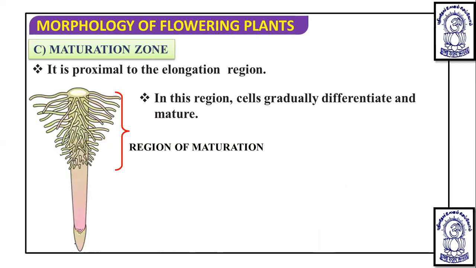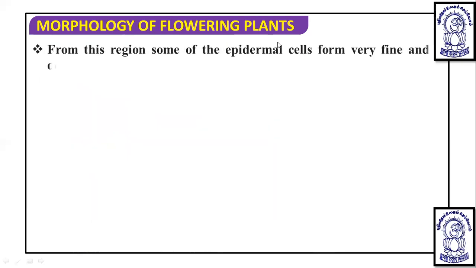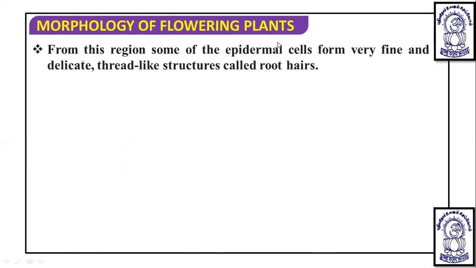Okay, and in this region of maturation, if you see, they have these structures which are known as root hair. So here in the maturation zone, or we can say the root hair zone, some of the epidermal cells form a very fine and delicate thread-like structure called a root hair. See, root hairs are the elongation of the epidermal cells.